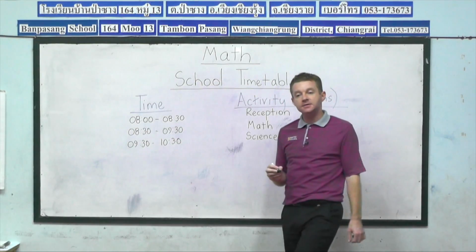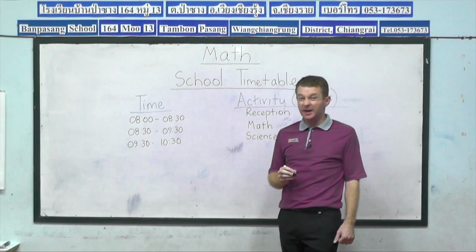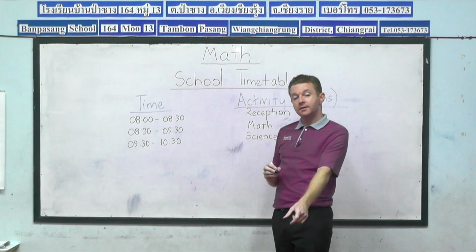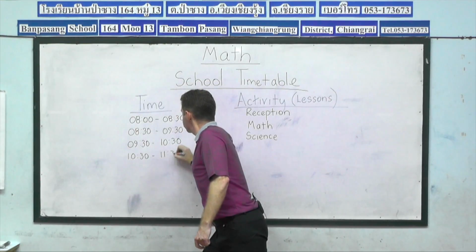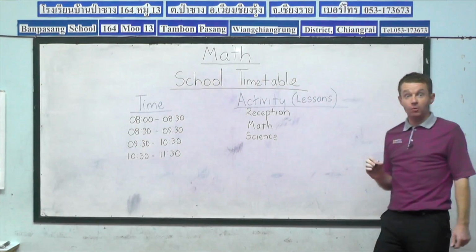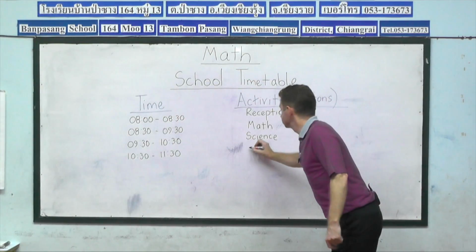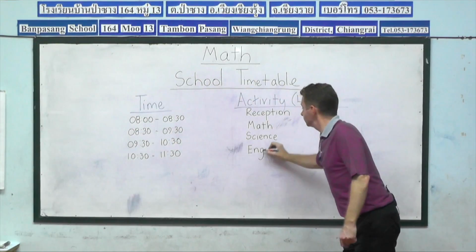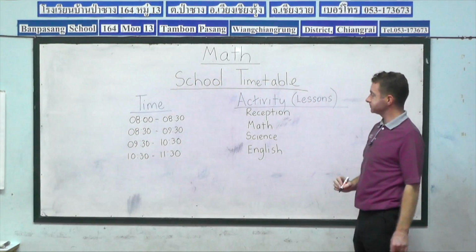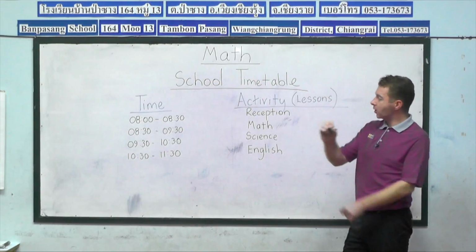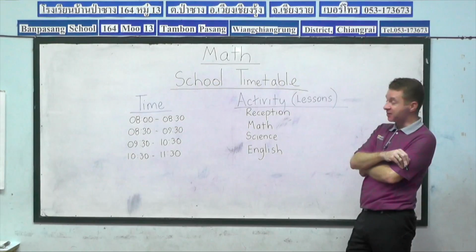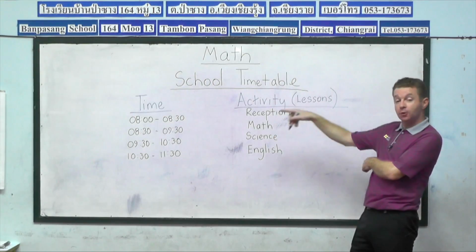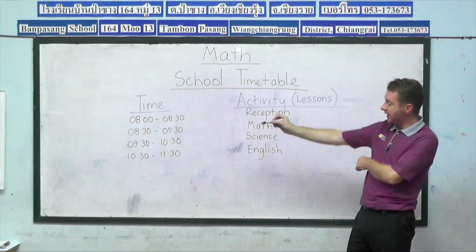So what happens at 10:30, guys? Is it time for lunch yet? No. Not yet. So we have 10:30 until 11:30. And what will you do then? English. Okay, so then we learn about English. E-N-G-L-I-S-H. Wow, that's a busy morning. So what are you doing at 8:30 till 9:30? Math. What are you doing 10:30 until 11:30? English. So you can see how you're using your timetable. It tells you what you're doing at the particular times.